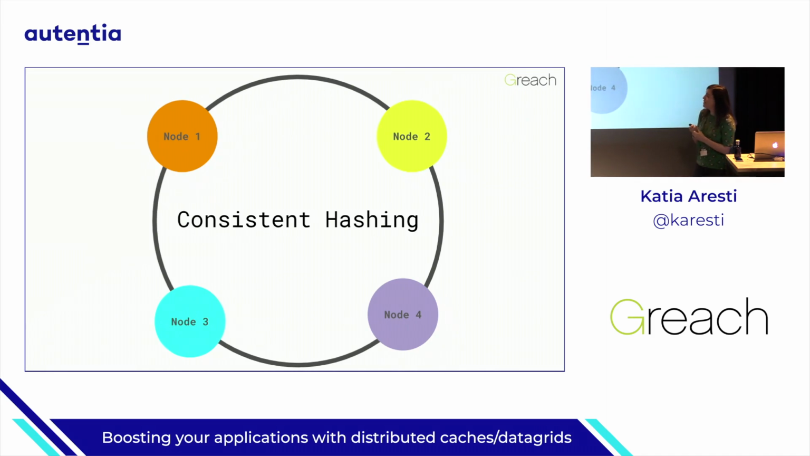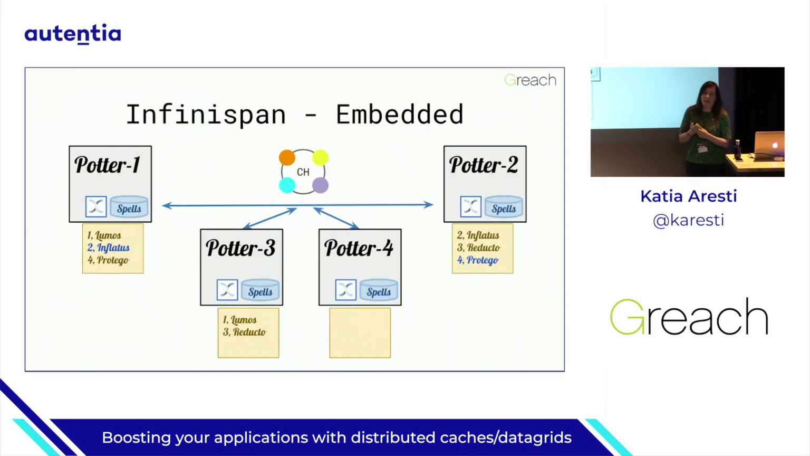Okay, so consistent hashing is the mechanism that allows nodes to know where the data is. It's like a hash map, right? With the hashing, you know that even if I ask Potter 2 for a key, it's going to find who, at that precise moment, has the value in the instance.